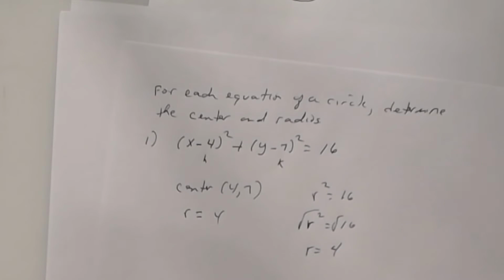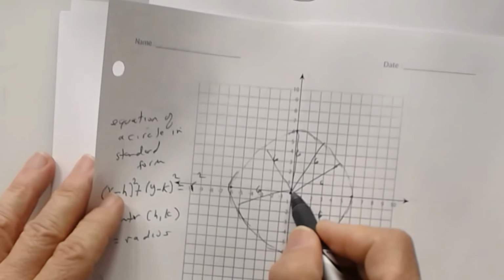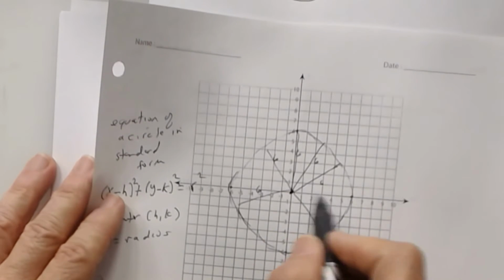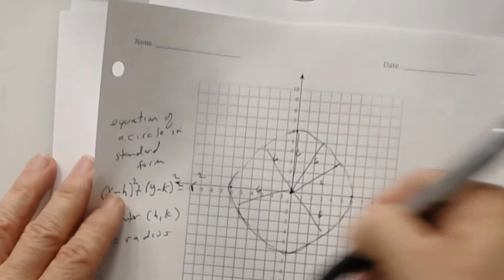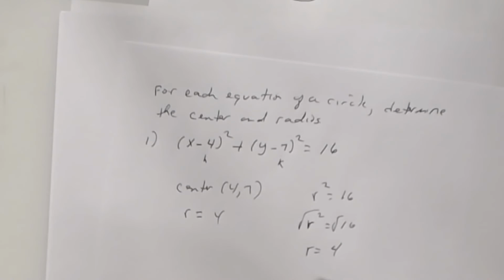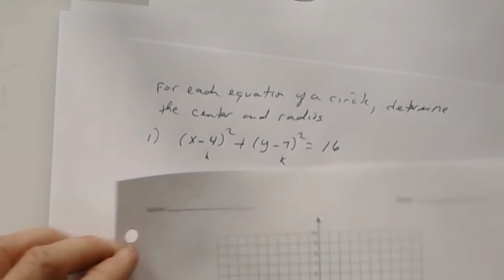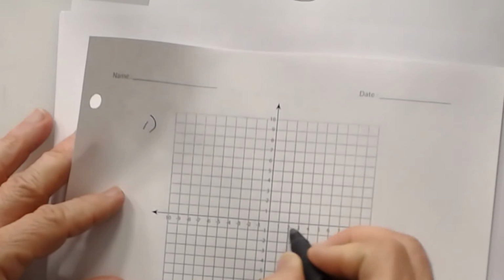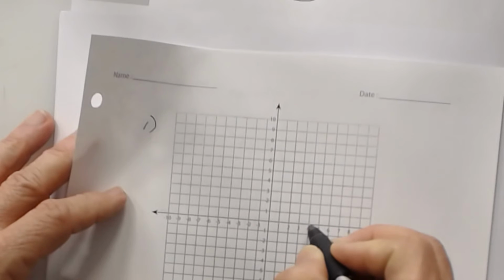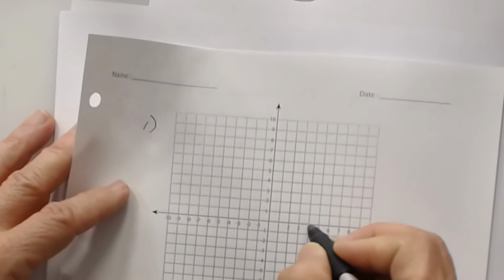Okay? All right. Now, in terms of graphing, it's very simple the way you're going to do this. Listen carefully. Remember when I did this right here? I did the center, and then I went right, left, up, down, and I connected the four dots best I could. You're going to do that. So the center is, this is number one. The center is 4, 7. That's in what quadrant? First.